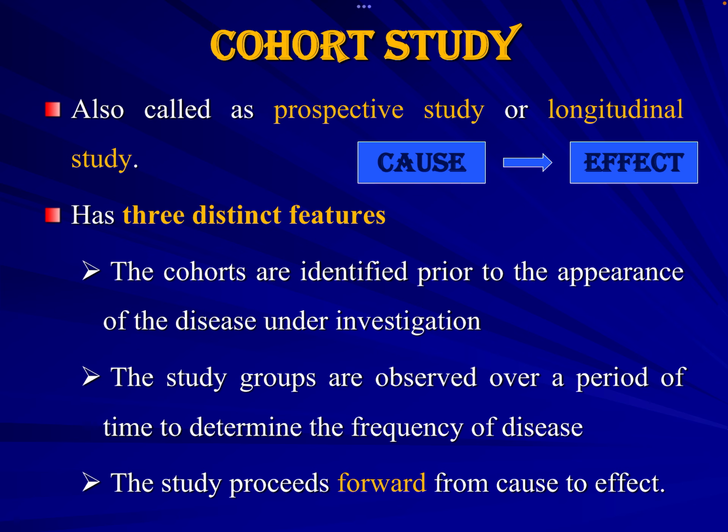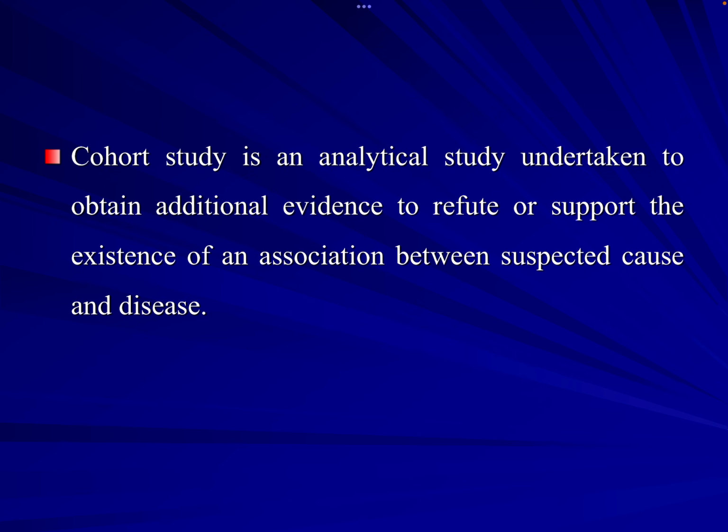The cohorts are identified prior to the appearance of the disease under investigation. Second, the study groups are observed over a period of time to determine the frequency of disease. And third, the study proceeds forward from cause to effect. Cohort study is an analytical study undertaken to obtain additional evidence to refute or support the existence of an association between the suspected cause and disease.